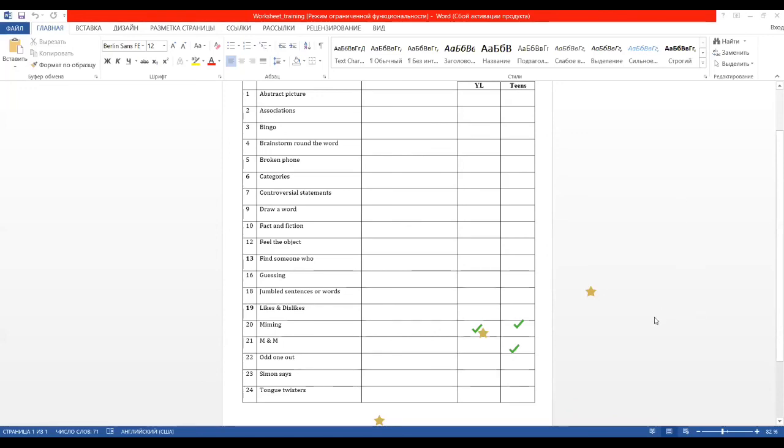So we have teens. Teens. Well, I should agree with you. Maybe young learners as well. Well, I've never done it with my young learners. So it's up to you to use it or not. But with teens, it works quite well.